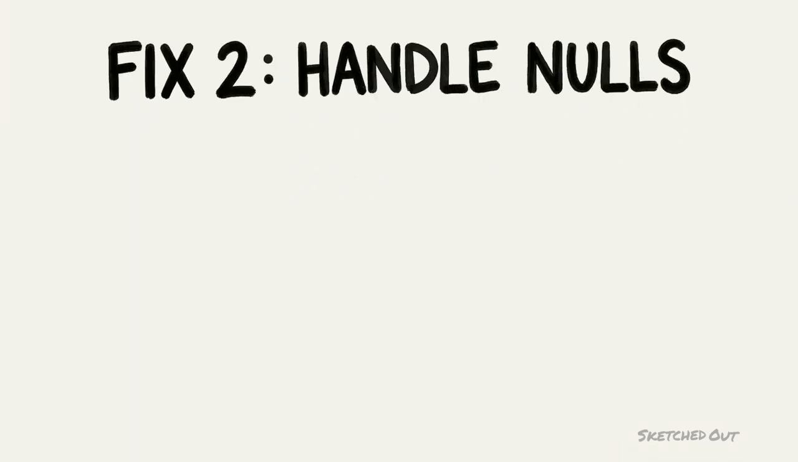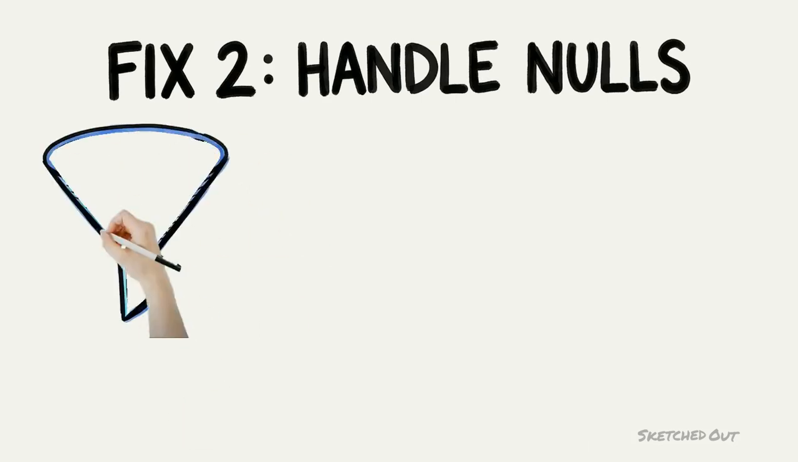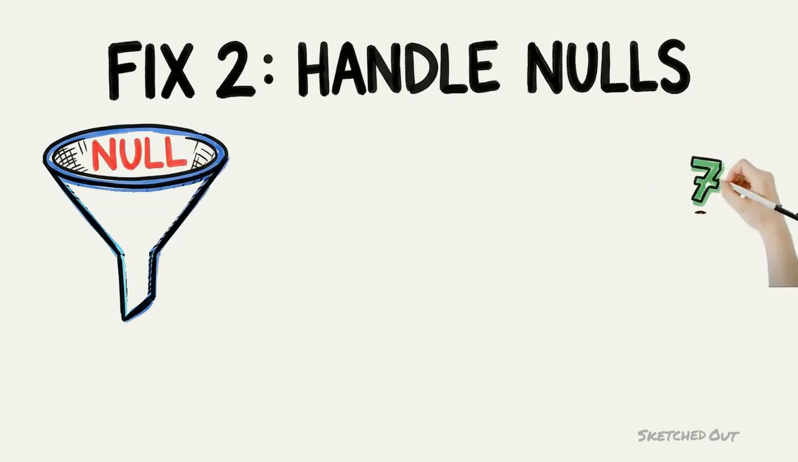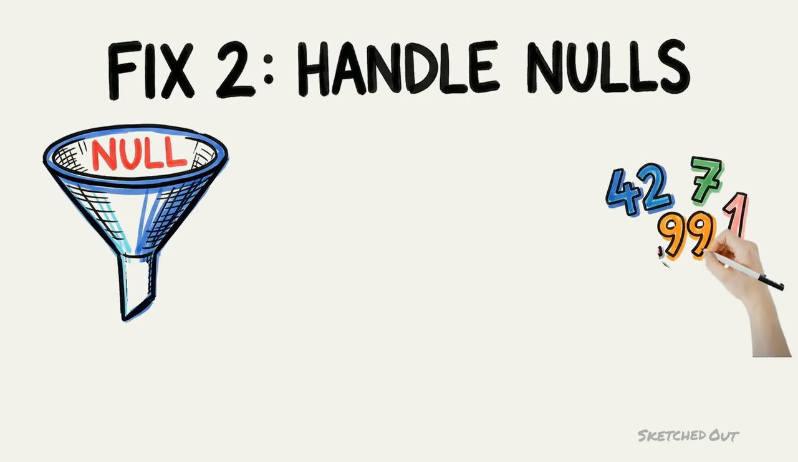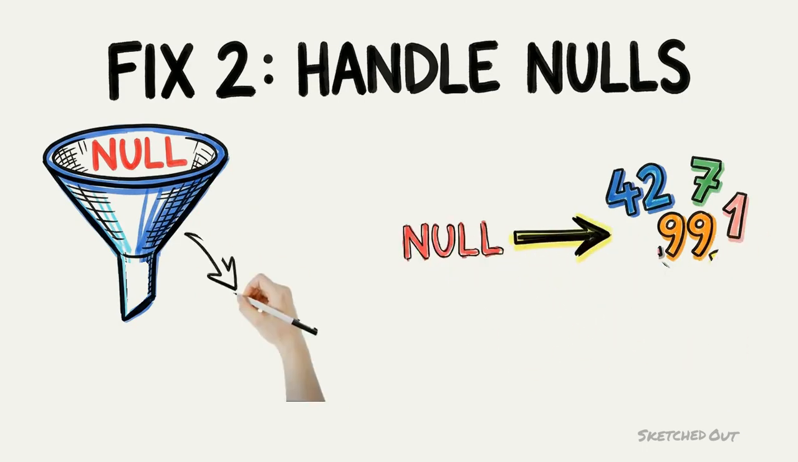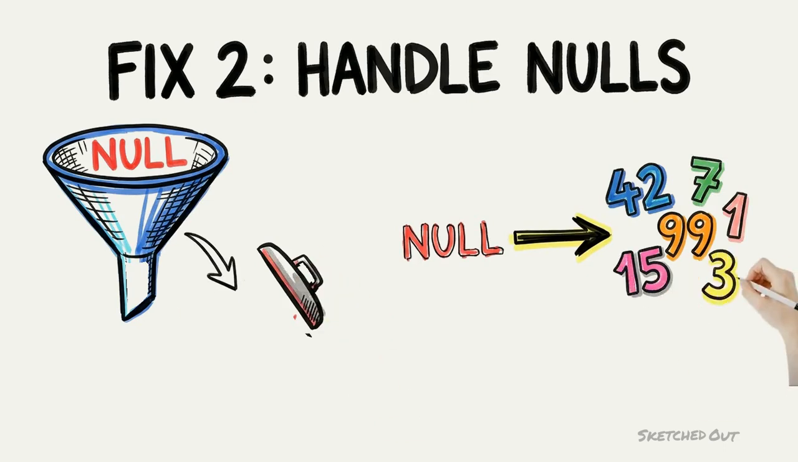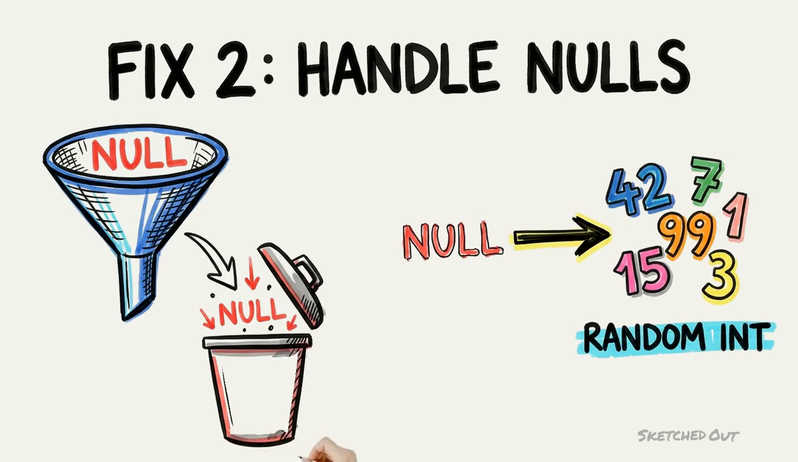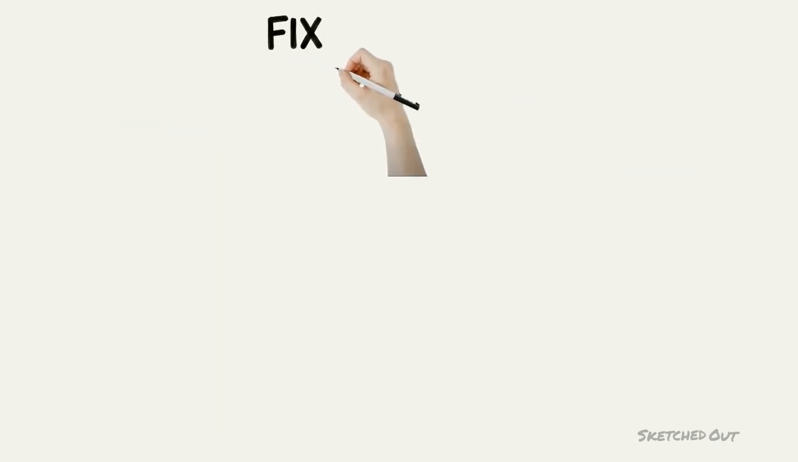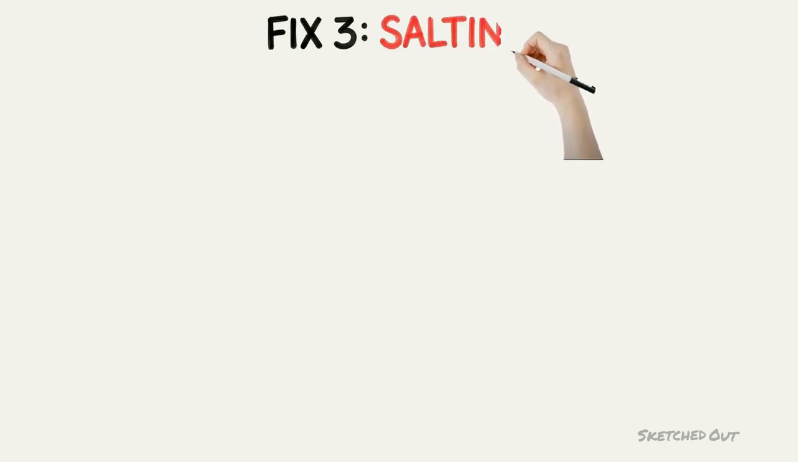Fix 2. Handle nulls explicitly before the join. If null merchant IDs are genuinely not joinable, filter them out before the join. If they need to be kept, assign them to a synthetic key that distributes them, something like replacing null with a random integer modulo the number of partitions. Null skew is almost always fixable at the point where nulls are produced or ingested. Fix 3. Salting.